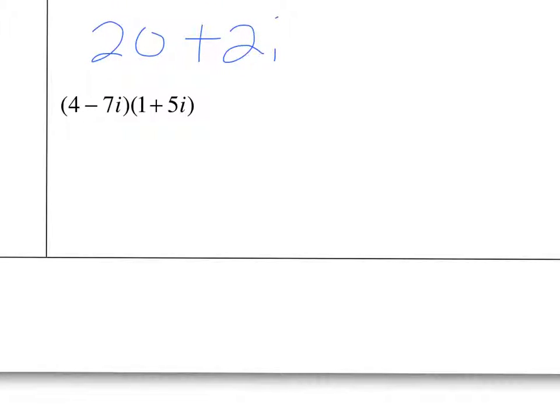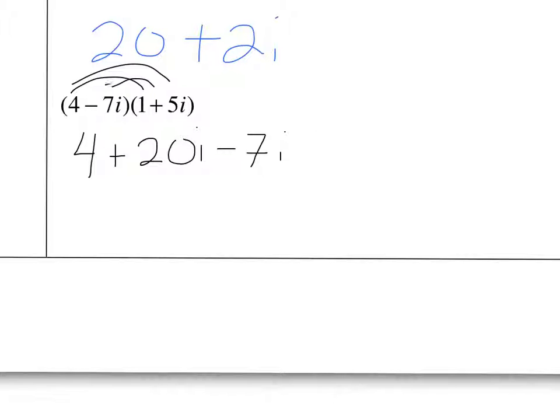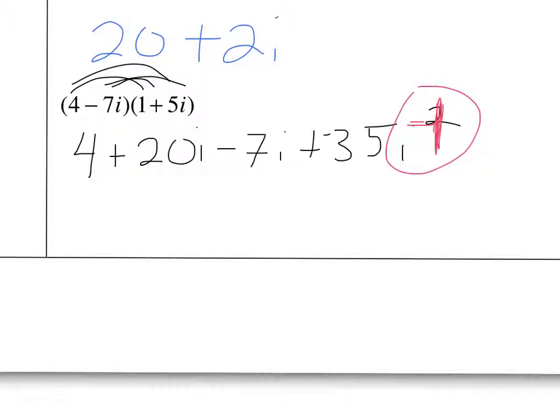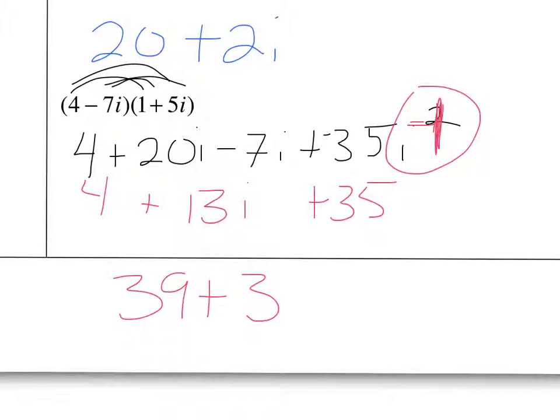Okay, we've got 4 minus 7i times 1 plus 5i. Let's start that out. 4 times 1 is 4. 4 times 5i is 20i. Negative 7 times 1 is minus 7i. And negative 7i times 5i is plus 35. Sorry, that's a negative 35 i squared. Remember that i squared is negative 1. So negative 35 times negative 1 is plus 35. 20 minus 7, we've got 13i, which turns into 39 plus 13i.